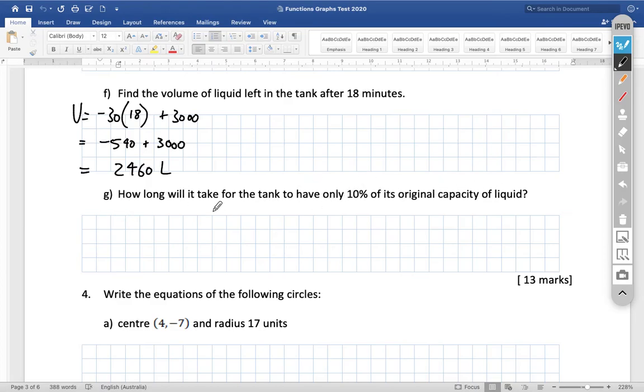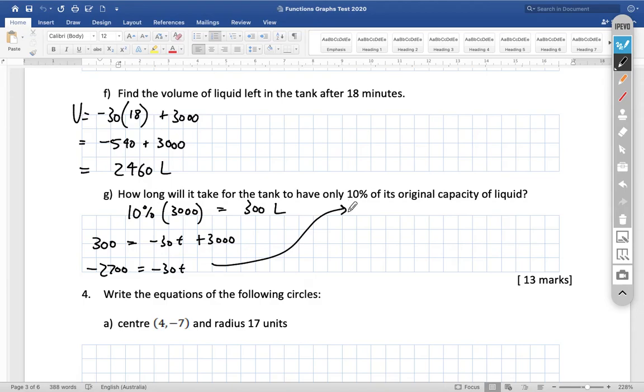How long will it take for the tank to only have 10% of its original? So 10% is left. 10% of, brackets means of in maths. 10% left would be 300 litres left. So the volume is 300 equals minus 30t plus 3,000. Let's subtract 3,000 from both sides. Then let's divide both sides by minus 30.